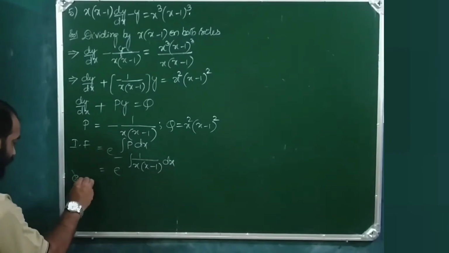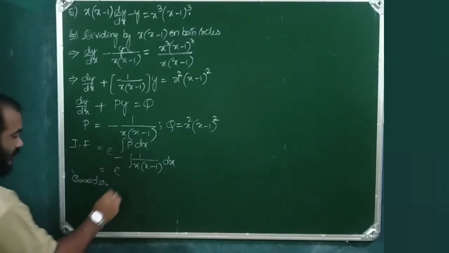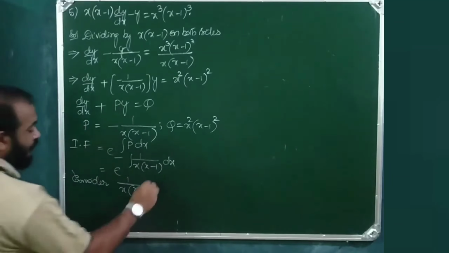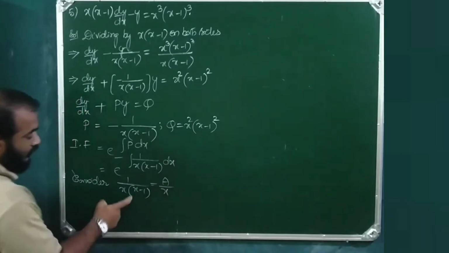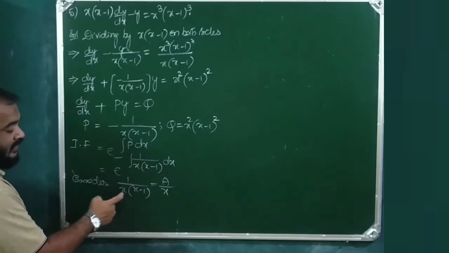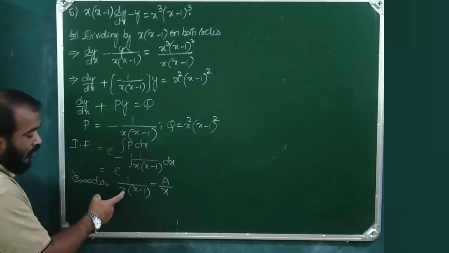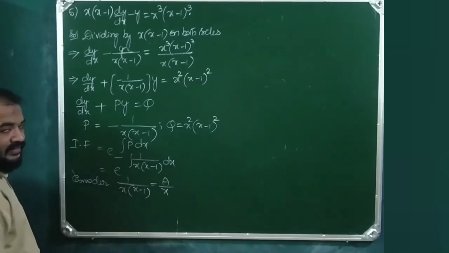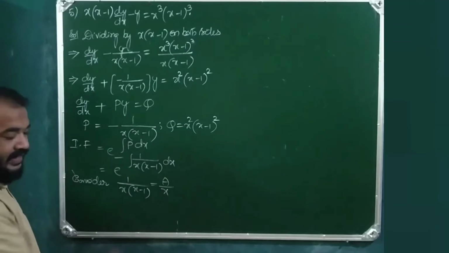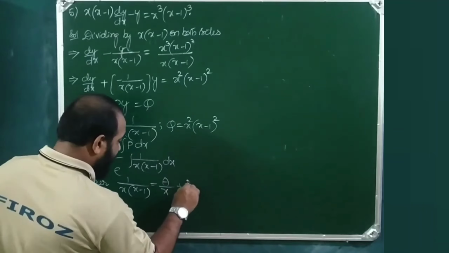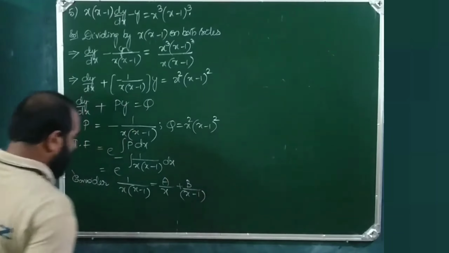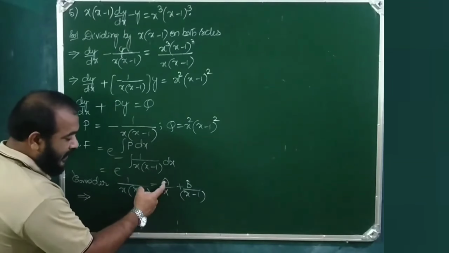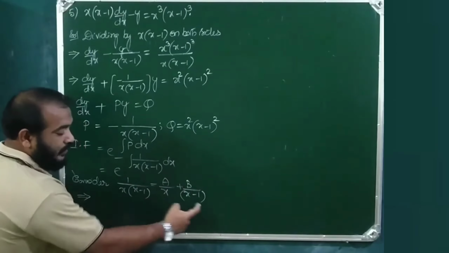So consider 1 by x into x minus 1. This can be written as a by x plus b by x minus 1, because the denominator contains non-repeated linear factors. There are two non-repeated linear factors, so two constants are to be taken. So this is equal to, on finding the LCM, a into x minus 1 plus b into x, by x into x minus 1.